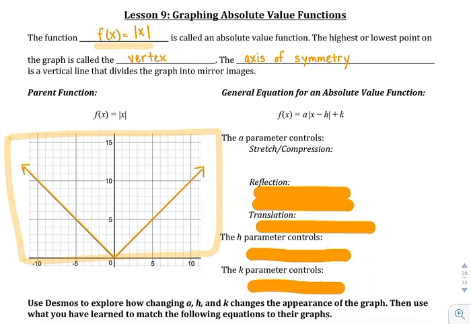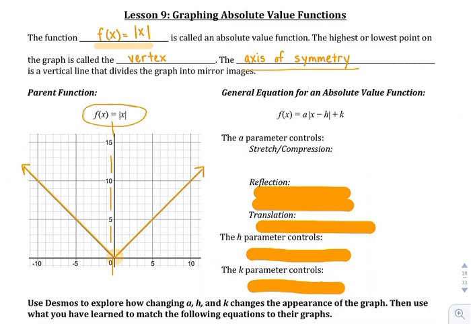So that point you see at the bottom of the graph there, the highest or lowest point on the graph, which in this case would be right here, is called the vertex. And the axis of symmetry is a vertical line that divides the graph into two mirror images. That's why it's symmetric.